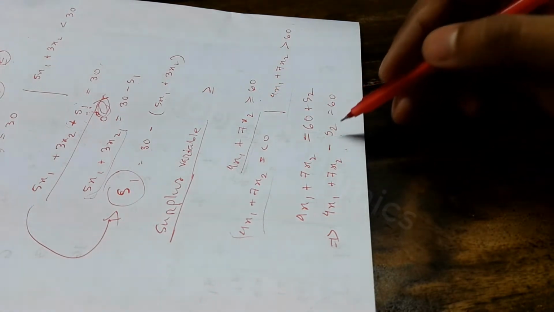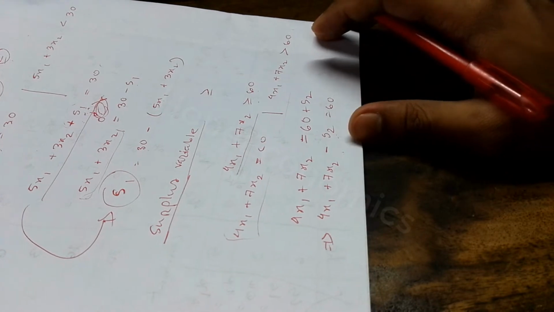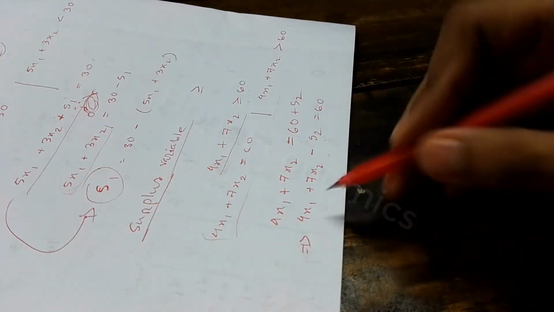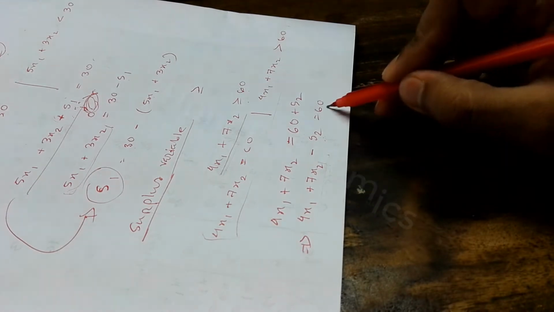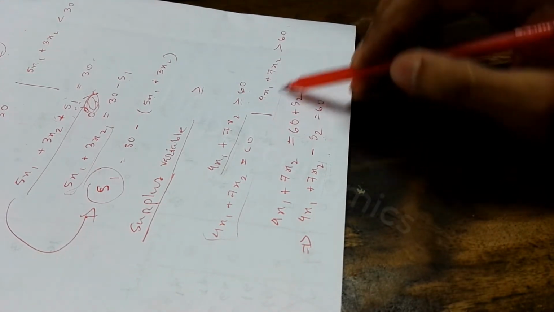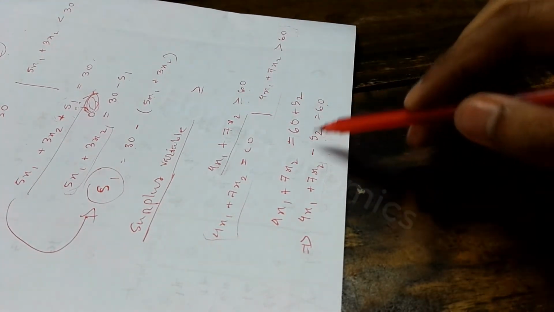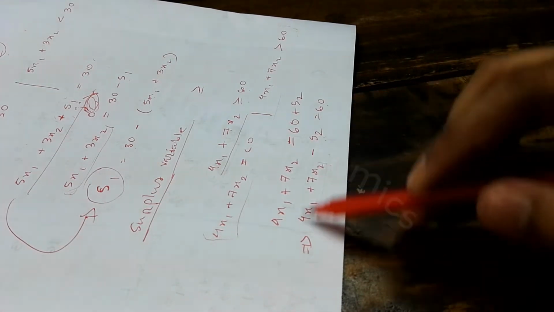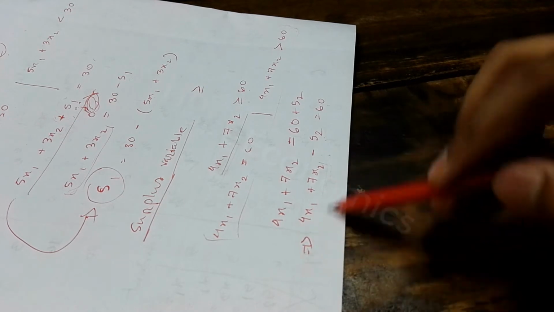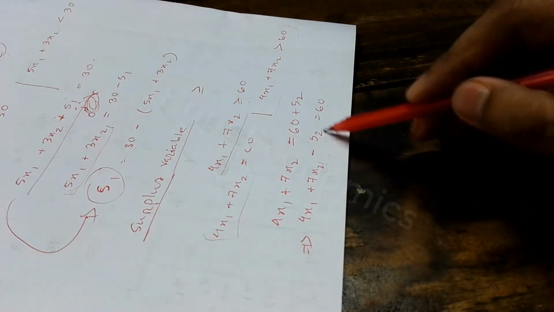Why are we subtracting it? Because if this portion is larger than 60, then obviously if we want to balance with 60, we have to reduce some portion from here. So we are reducing S1.